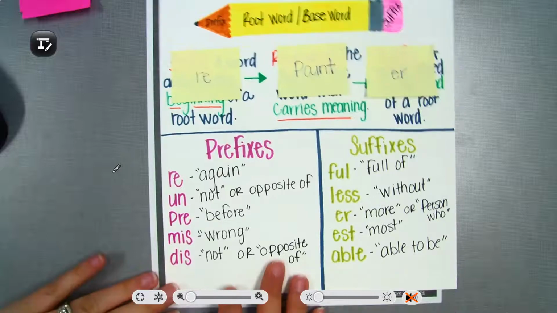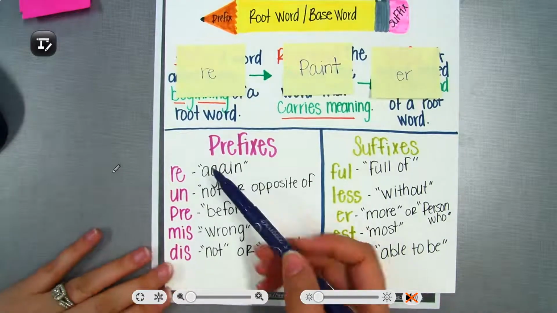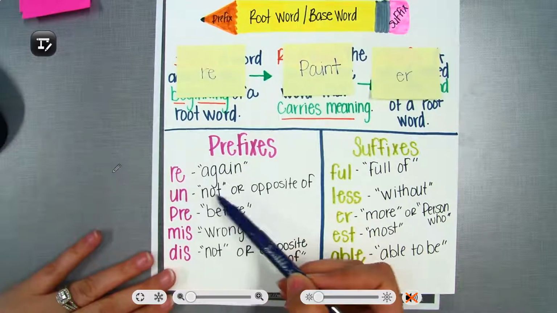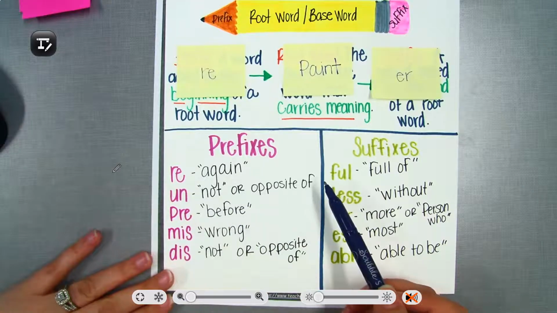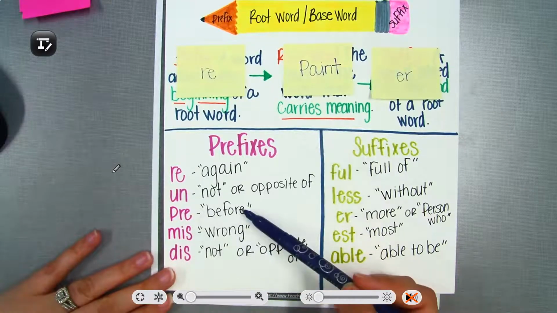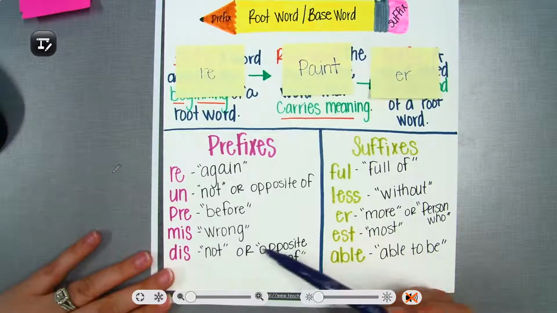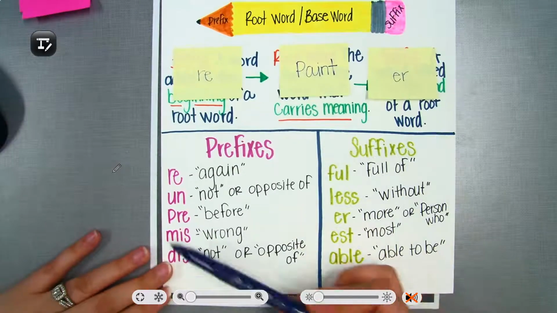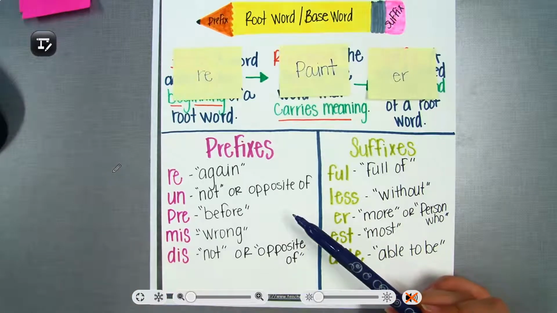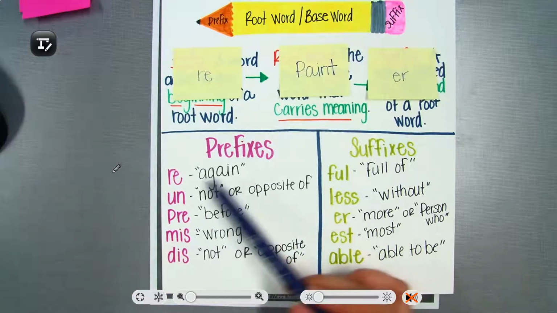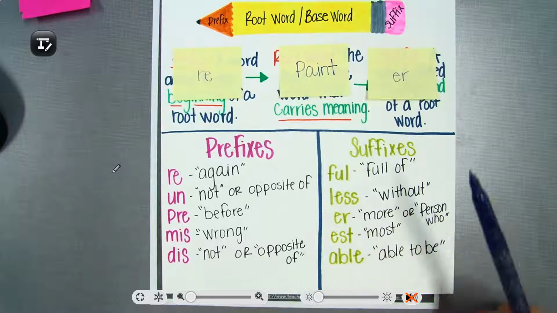So some of the prefixes we have talked about. Re, which means again. Un means not or opposite of. Pre means before. Mis means wrong. Dis means not or opposite of. Okay, so these all go to the beginning of a word.